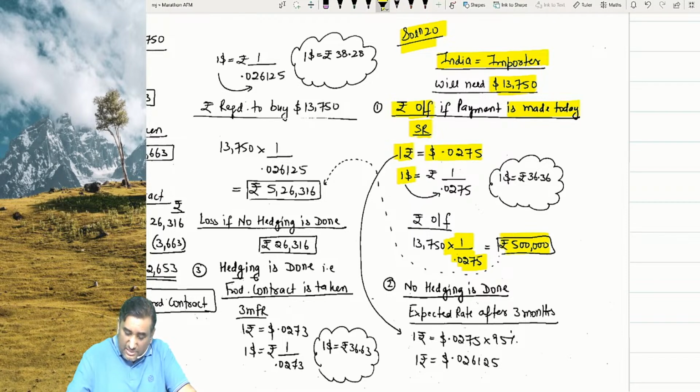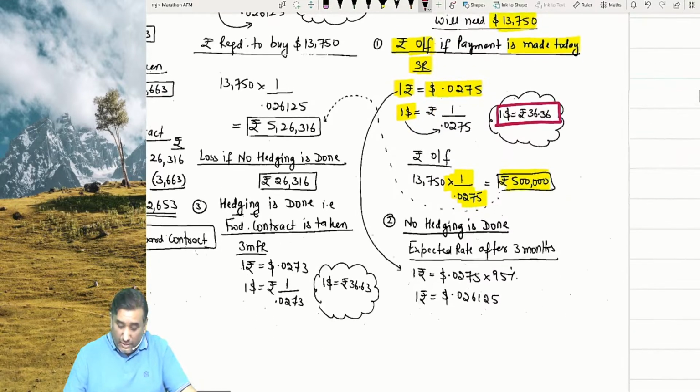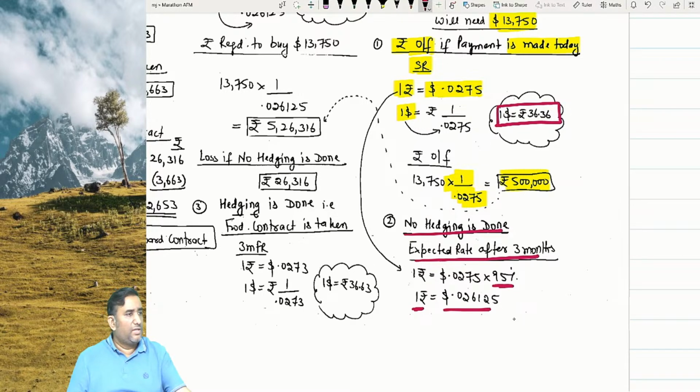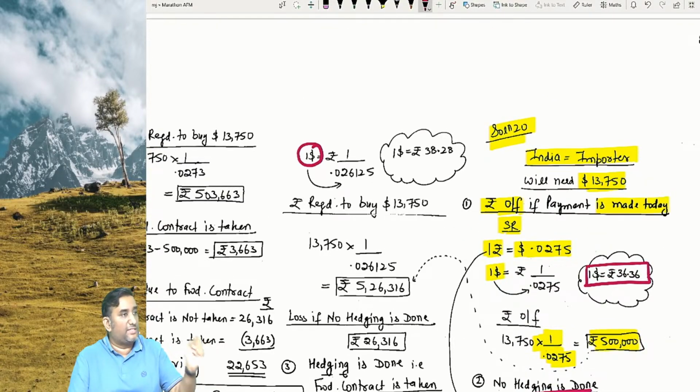But just for my reference, I wanted to check in today's terms $1 is equal to how much? It came 36 rupees 36 paisa. If no hedging is done, meaning do nothing, the expected rate after 3 months is rupee declining by 5 percent. 1 rupee would be equal to $0.026125. Whichever currency is confirmed, I bring on the left hand side, and left to right I use multiplication. Maybe as of now you are not able to appreciate it, but when different currencies start coming, you will appreciate that left to right is one of the most crucial rules we have.